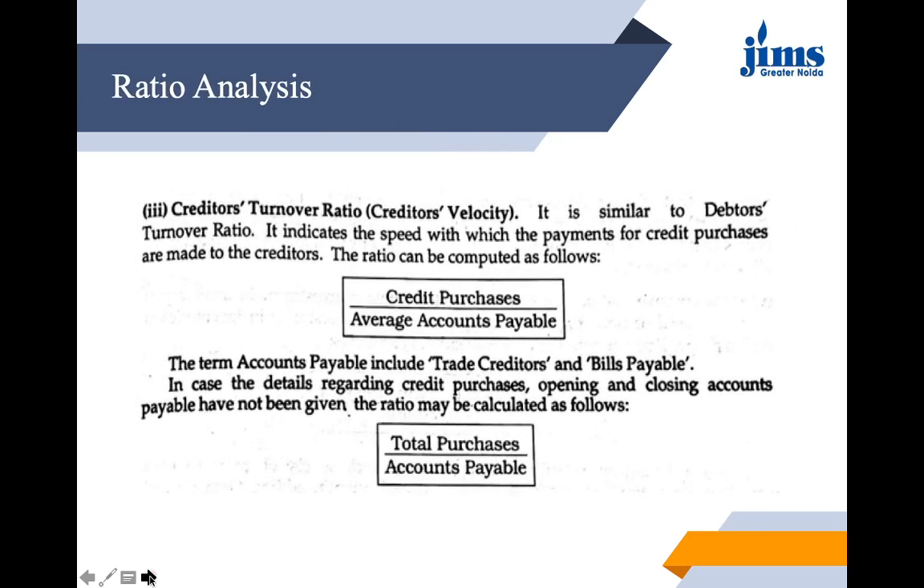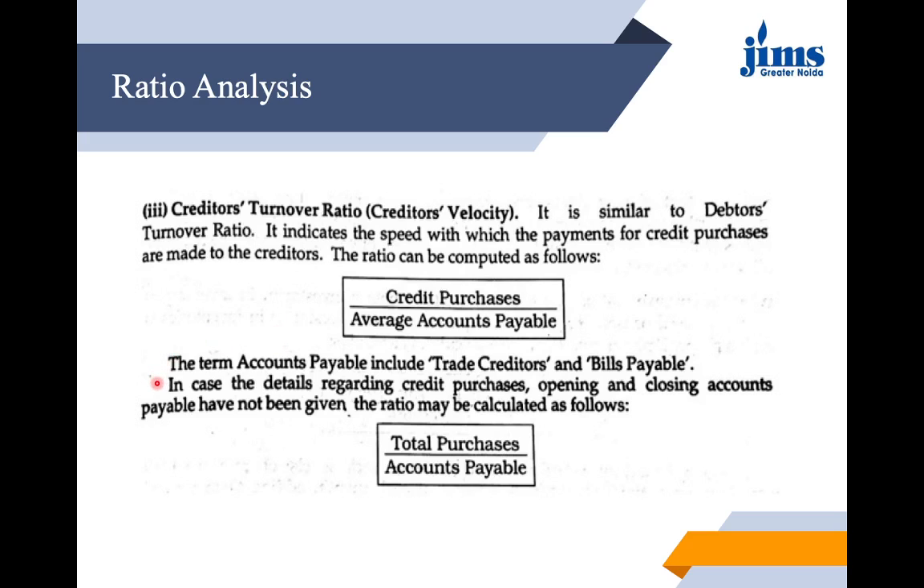Then we have the creditors turnover ratio. These ratios are alike the two that we have just studied. On the previous pages, we studied the debtors turnover ratio. Here we have just the opposite of that, that is, your creditors turnover ratio, or creditors velocity. It is similar to the debtors turnover ratio. It indicates the speed with which the payments for credit purchases are made to the creditors. We can see the formula: credit purchases upon the average accounts payable. In the same way, here also accounts payable includes the trade creditors as well as the bills payable, both.